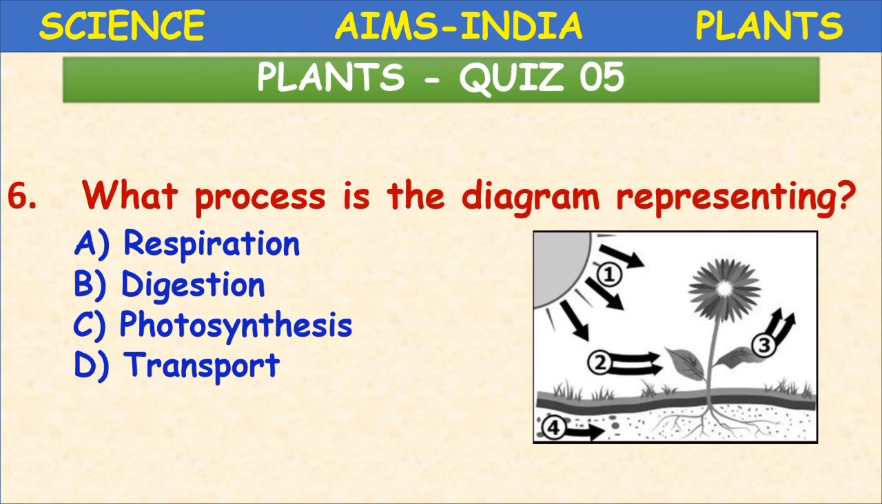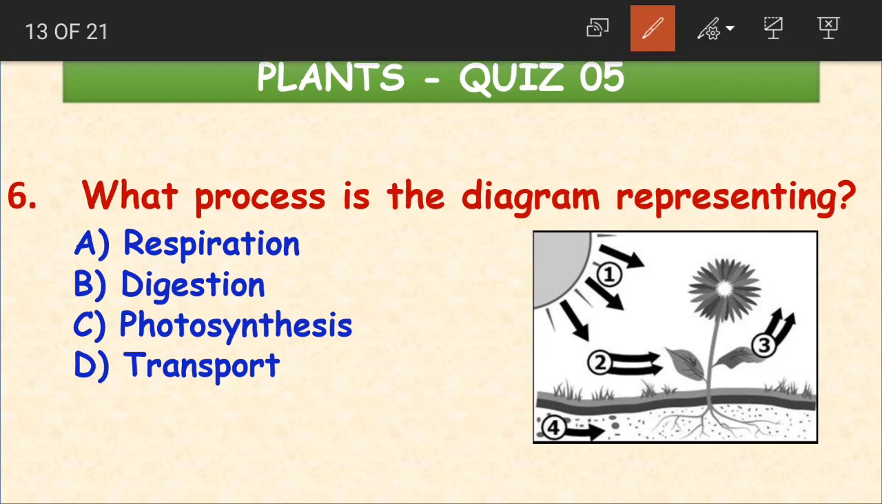So here we are having a process of the plant. So what does this process represent? A is respiration, B is digestion, C is photosynthesis, D is transport. So what is this? Sunlight is there, carbon dioxide is there, water is there. So I'll just mark it. This is the light, this is carbon dioxide CO2, this is water H2O, and it is resulting in what, children?